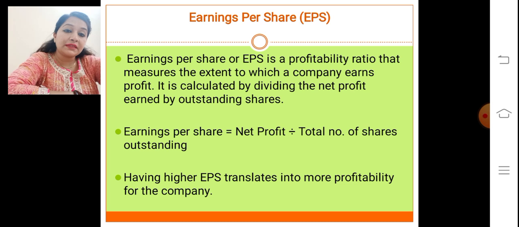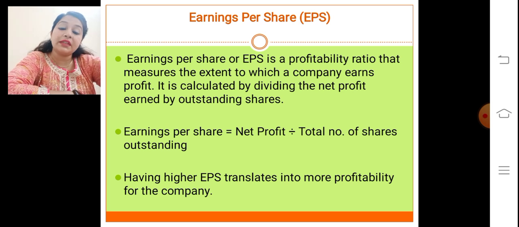Next, EPS, earning per share. Earning per share is a profitability ratio that measures the extent to which a company earns profit. It is calculated by dividing the net profit earned by outstanding shares. The formula of earning per share, EPS, is equal to net profit upon total number of shares outstanding. It means having higher EPS translates into more profitability of the company, and if the earning per share is low, it means the company's profitability condition is not good.